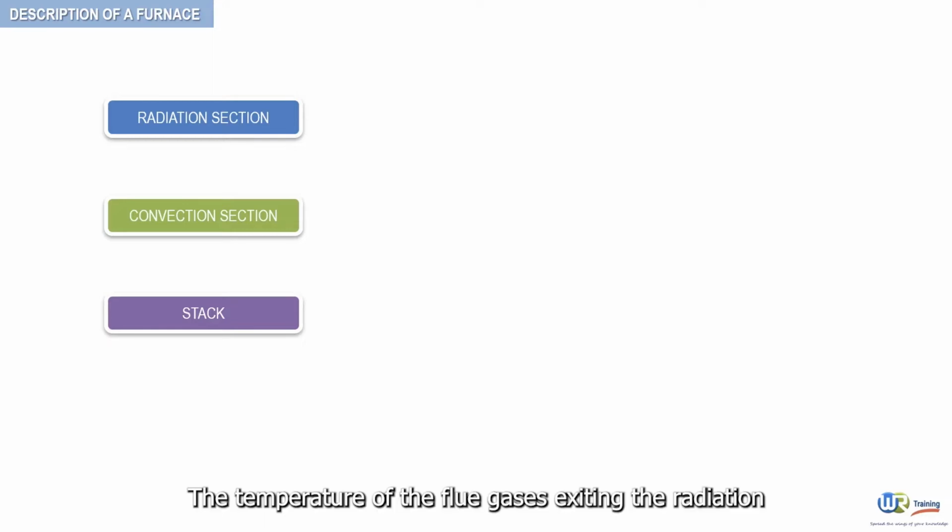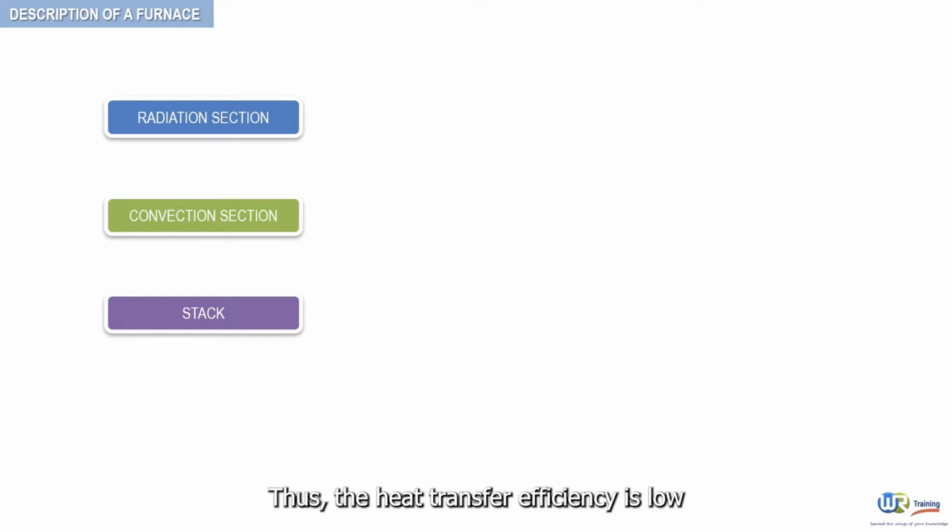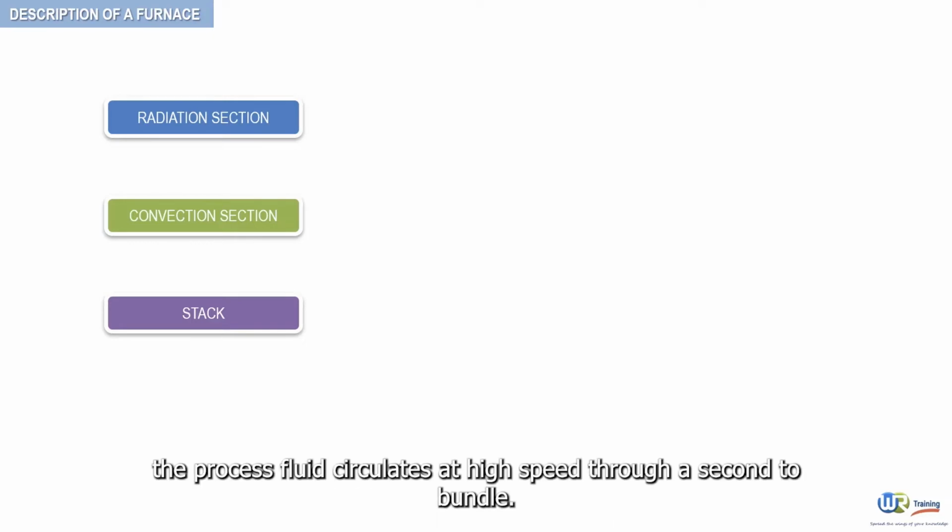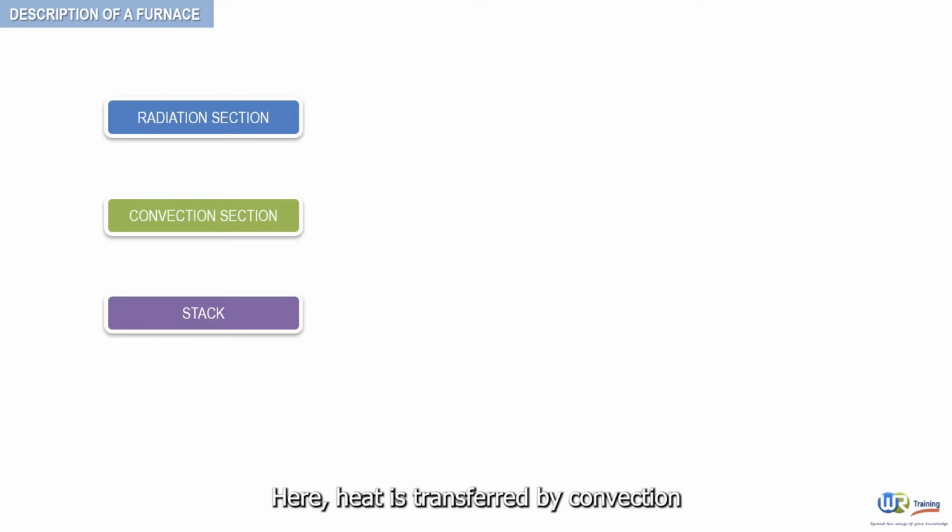The temperature of the flue gases exiting the radiation section is high, usually around 700 degrees Celsius. Thus, the heat transfer efficiency is low. In the convection section, in order to recover the sensible heat from the flue gases, the process fluid circulates at high speed through a second tube bundle. Here, heat is transferred by convection.